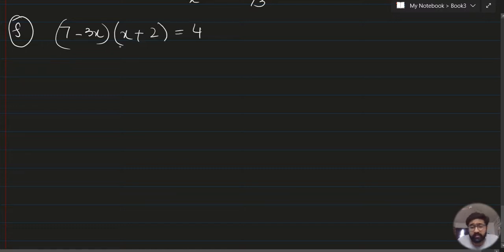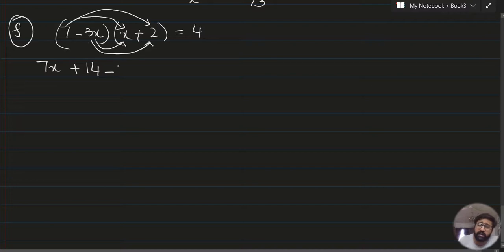We are first of all going to expand the bracket so that it is a quadratic equation, so that it can be simplified. So for that, you are going to give chances for everything with everyone to multiply. So 7 is going to multiply with both the two terms in the other bracket. So it is going to give you 7x plus 14, and same is the case for the 3 as well. You are going to give chances to the 3 to multiply with both the two terms. It is going to give you minus 3x square minus 6x is equal to 4.